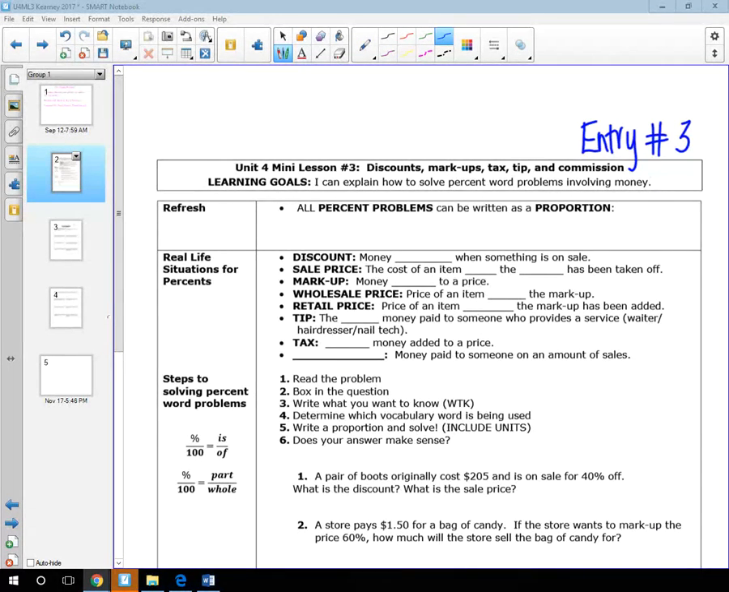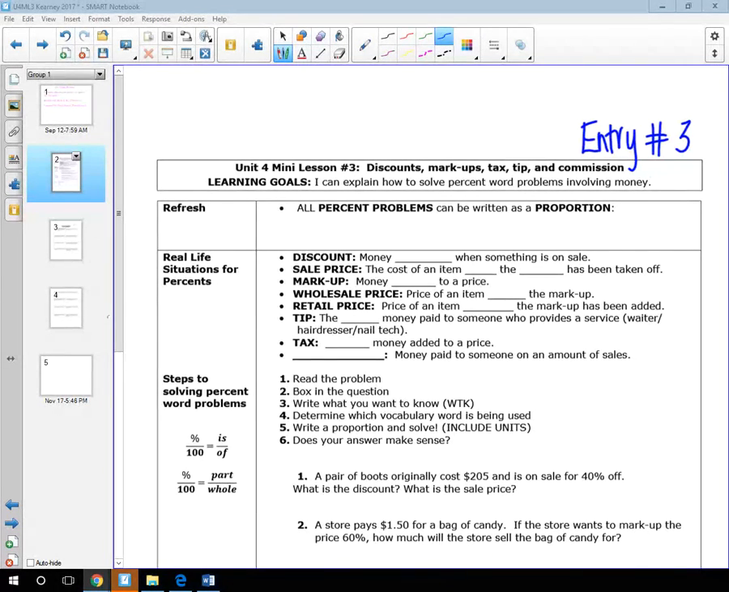So let's just make sure we know our learning goal. Our learning goal is that by the end of class today, you should be able to take any kind of percent word problem and explain to someone else how you would solve it if it's involving money. So we're going to talk about a lot of real world application today.